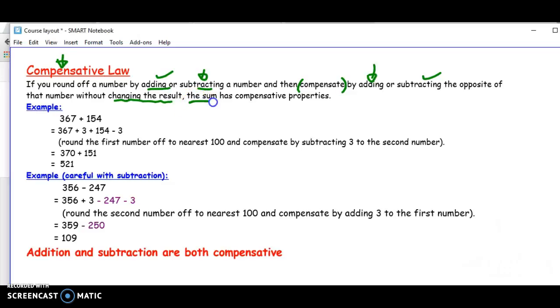And then we say the sum has compensated properties. That is the property there. Although it's a law, it's more a property. Let's look at an example.